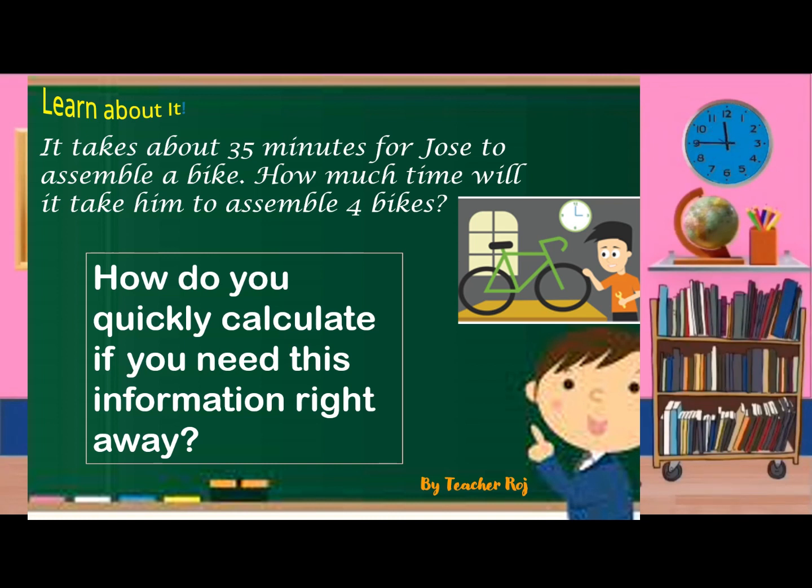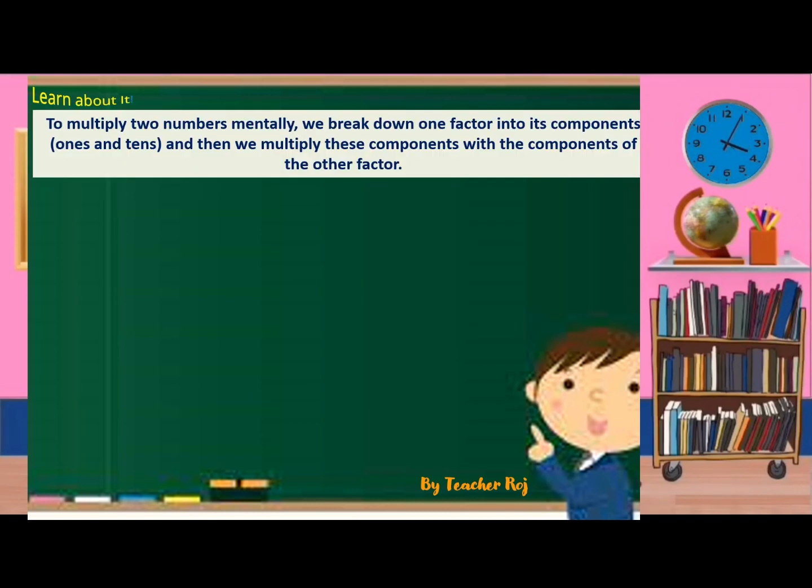Now, what's the process in solving this problem or situation? To multiply two numbers mentally, we break down one factor into these components, so ones and tens. And then, we multiply these components with components of the other factor. Example, multiply 35 by 4. First, you have to put in mind the two numbers that you have: 35 and another number which is 4.